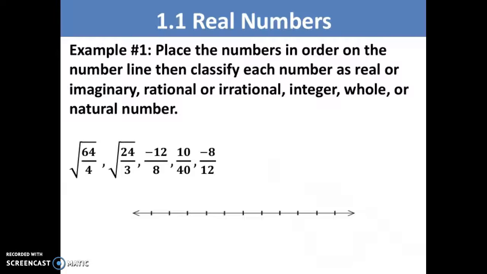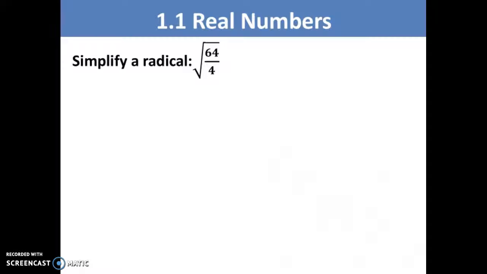Now, in order to compare numbers, they all have to be in the same format. We have some radicals here, we have fractions. In order to compare fractions, they all have to have the same denominator. So I'm going to choose instead to change them all into decimals. Let's start by simplifying a radical. Let's simplify the radical square root of 64 over 4.